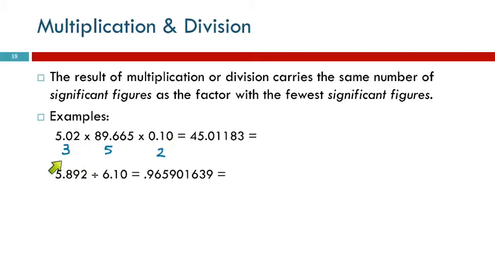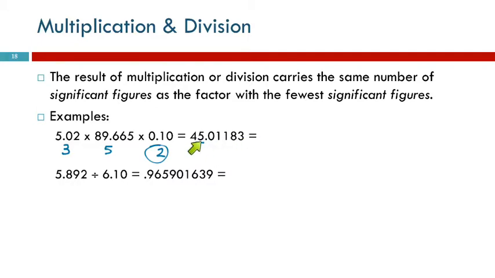So then, this is the easy part. Which number is smallest? 3, 5, or 2? 2. So that's how many digits there should be in our answer. So we're going to keep the 4 and the 5. Now, as sort of a shorthand to keep track of things, I underline the last significant figure. That's the uncertain digit. What that means is we're going to round this number to the ones place, and we're going to get rid of those digits.